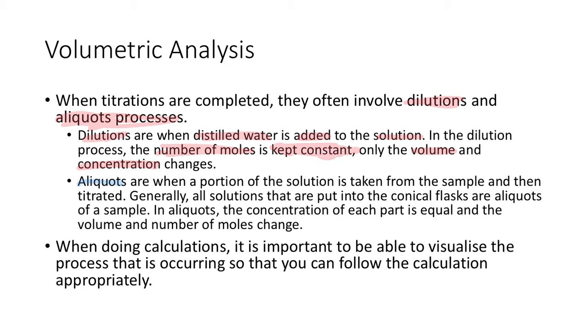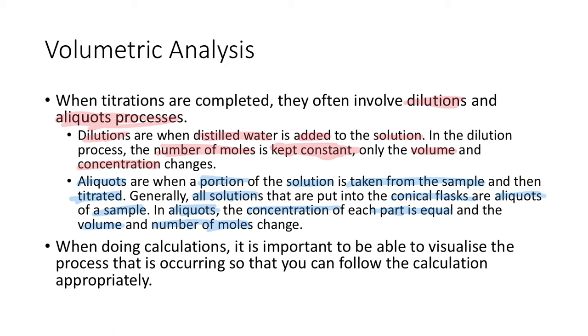However, aliquots are different. An aliquot is when a portion of a solution is taken from the sample. Say you have a 500 ml solution, you take 20 ml out, and then you titrate it. Generally, all solutions that are put into the conical flask are aliquots of a particular sample. In an aliquot, the concentration of each part is equal. However, the volume and the number of moles change.